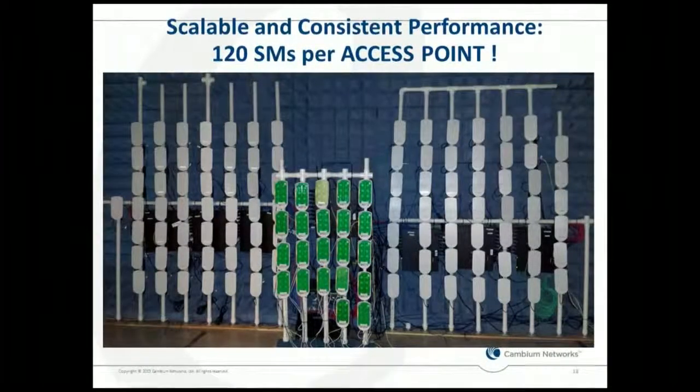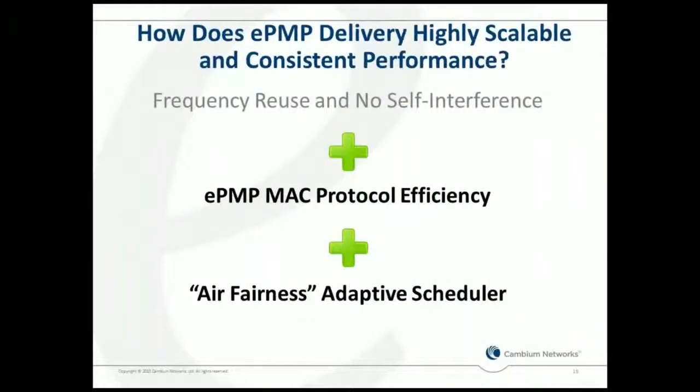Scalability is something that we've worked very hard to make sure the ePMP supports. In the first instance, we support scalability with the ability to put up multiple access points and have them not interfere with each other. So that's GPS sync. And then there's the ability for a single access point to support as many as 120 SMs simultaneously transferring data, which we've worked very hard to make the ePMP able to support. And how do we do that? We do that by building on top of the frequency reuse and no self-interference of GPS sync.